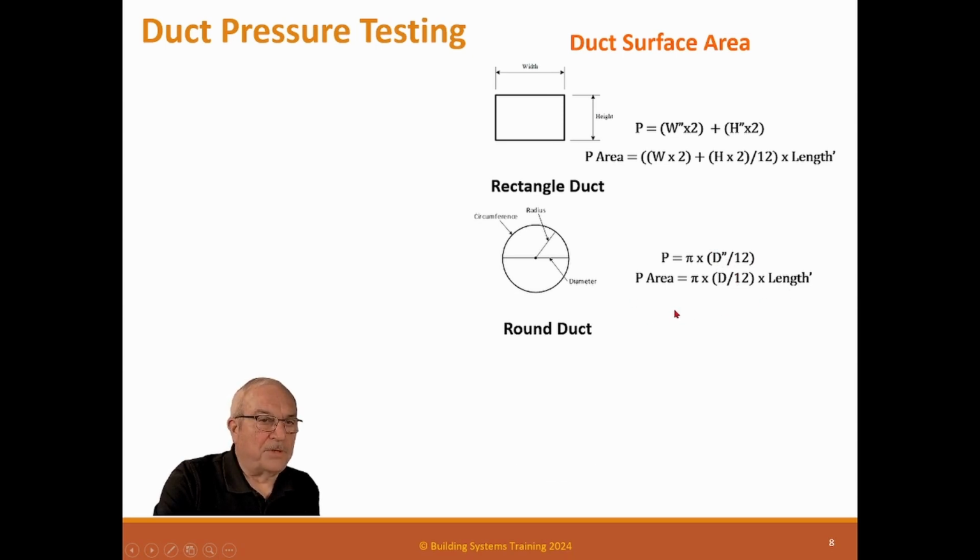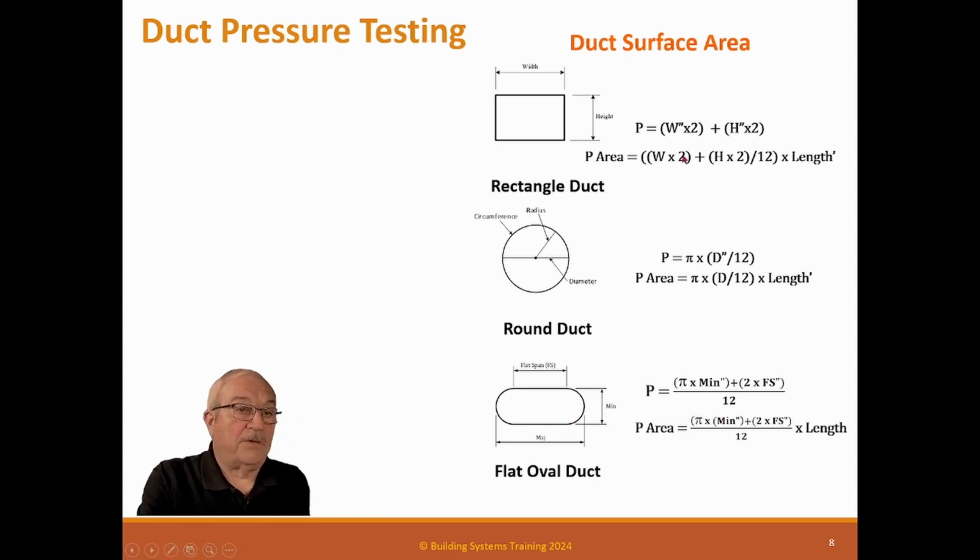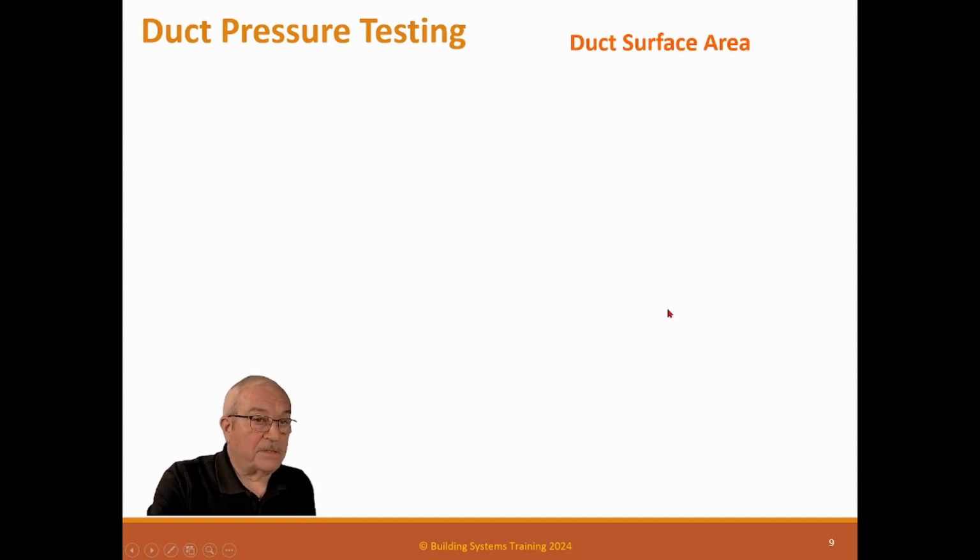So that's round duct. And then flat oval duct is a little different. It's pi times the minimum dimension, plus 2 times Fs, where Fs is the flat surface dimension, and there are 2 of those, one here and one here. Divided by 12, that gives you the square footage. And that times the length is what will give you a flat oval duct surface area. That's what we're looking for, right? So these are the calculations you have to do on every job you're trying to test.